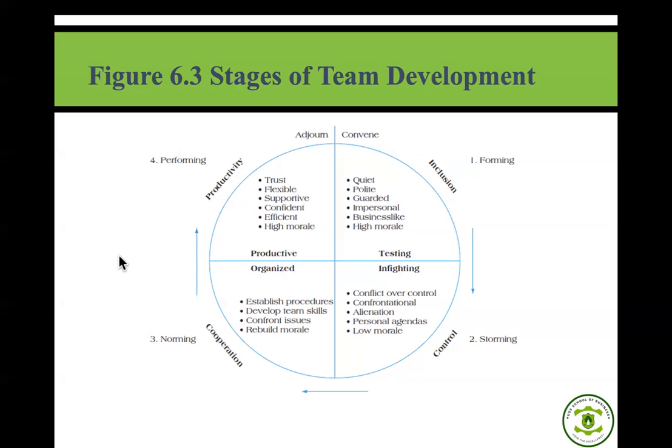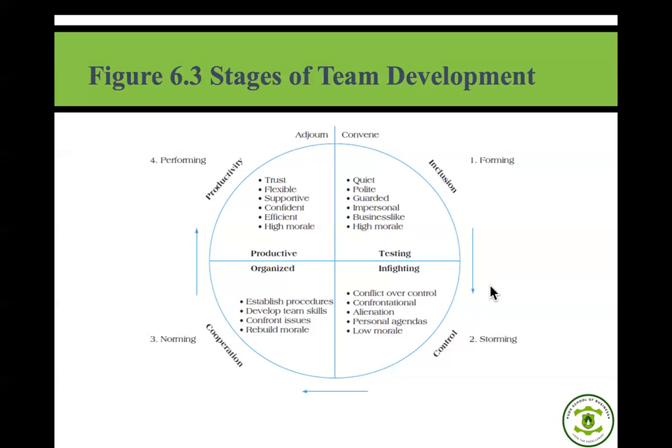The norming stage is where cooperation actually happens, where we establish proper procedures, develop team skills, and then confront the issues so that we are able to normalize the processes within the project team. And then we start to what? To perform. Once the team has navigated the earlier stages, they can hit the ground running. And so here we have the issues of trust, flexibility. Everybody is okay with what is going on. And then productivity can kick in.